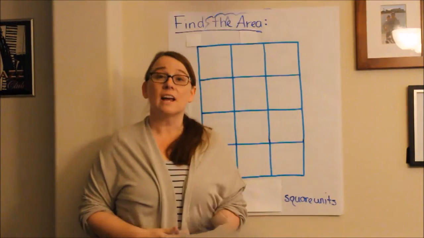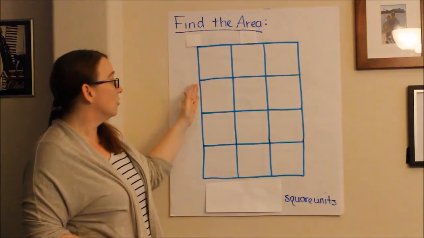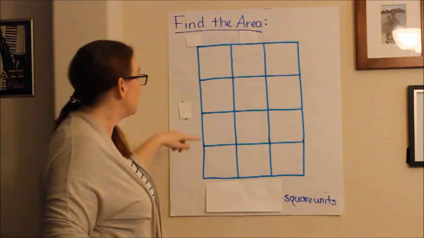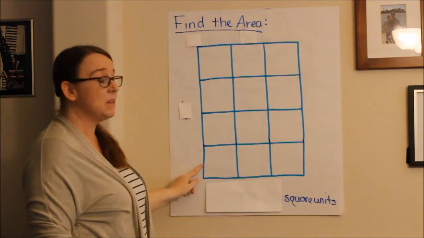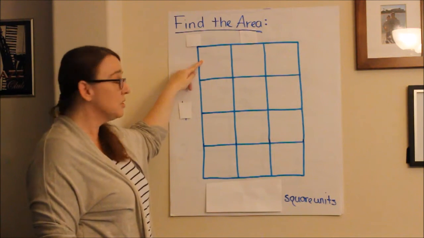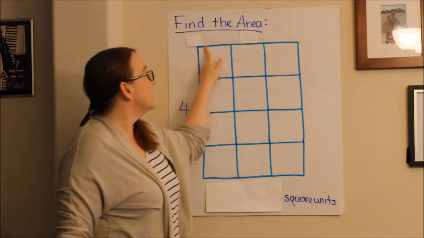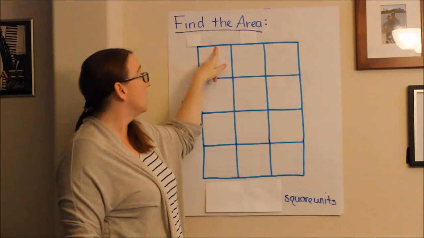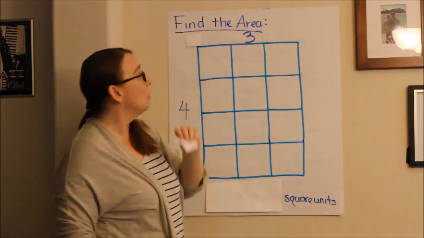So let's go ahead and try another example of finding the area of a rectangle. If we look at this rectangle, we can find its area in square units by first counting the number of squares tall it is, and let's count together. That would be 1, 2, 3, 4 squares tall, so I'm going to label that side with a 4. And then I'm going to see how long it is on the top. How many squares long is it? 1, 2, 3. So I will label that side with a 3.